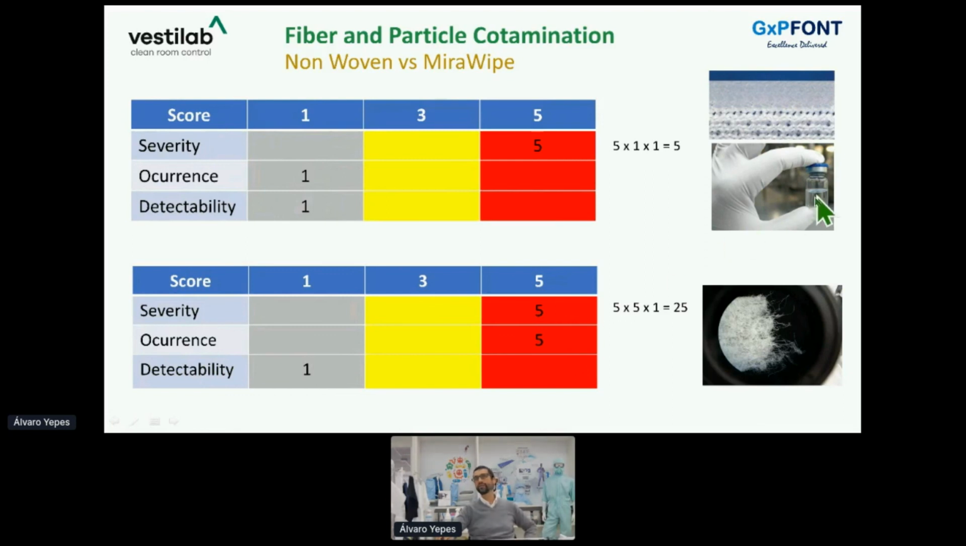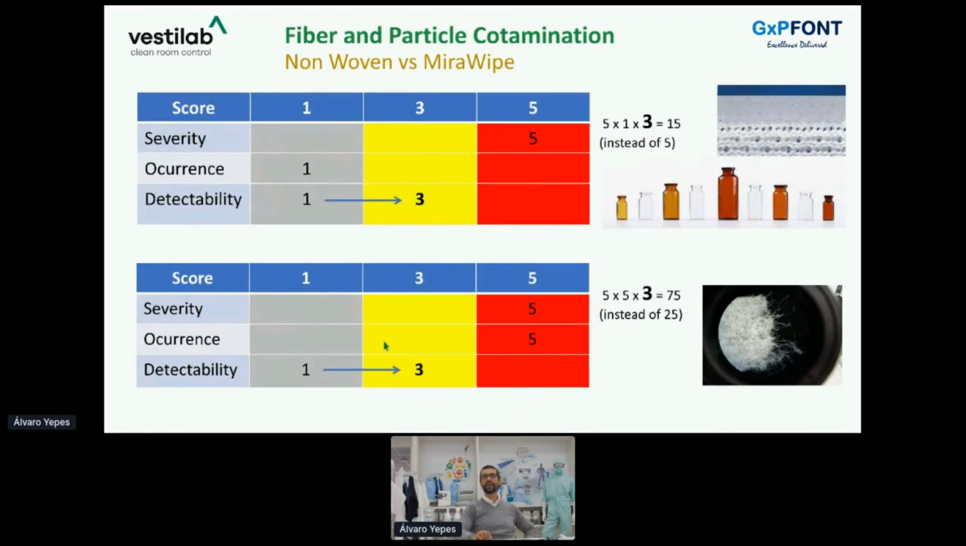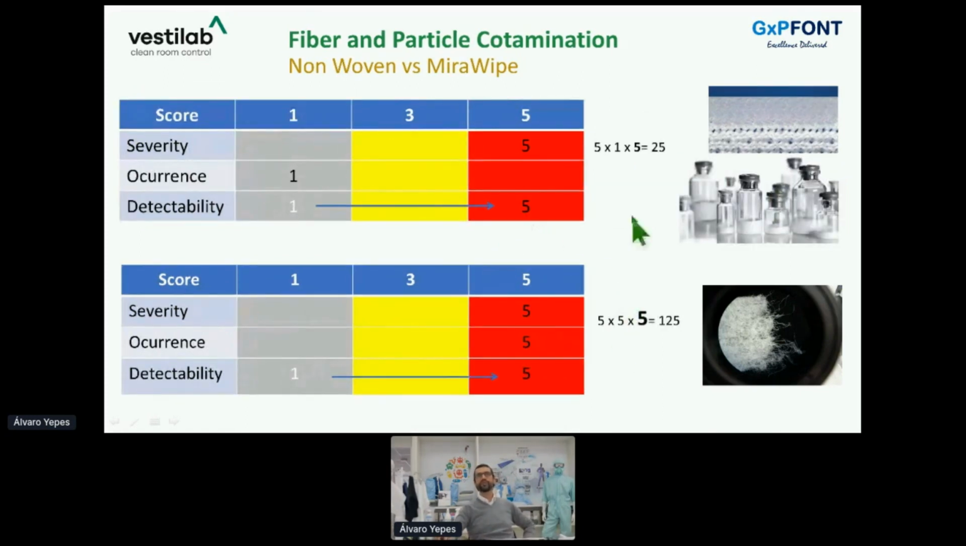And if we use automated inspection in a clear vial, it's fairly straightforward to detect the contamination. But what happens if it's not a clear vial and a liquid? Maybe it's an emulsion. Then the detectability becomes harder, and our risk factor goes from 5 to 15, or even to 75 in the second case. And what if I go to a freeze-dried product? In my worst case, my risk factor goes from 5 in the first one to 125.